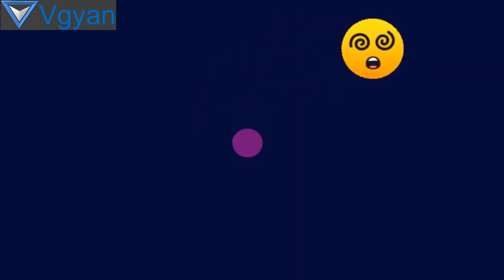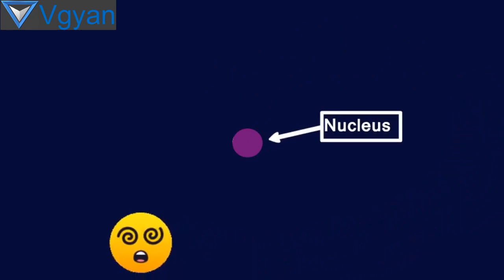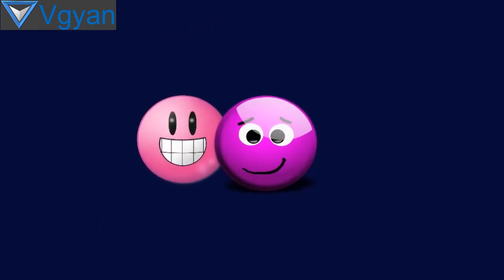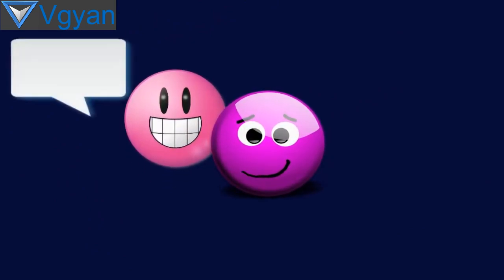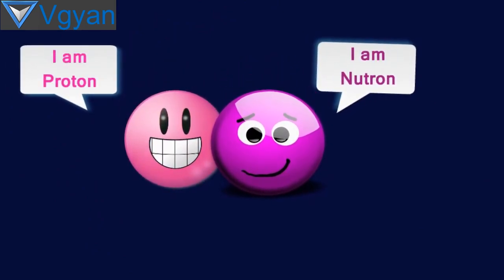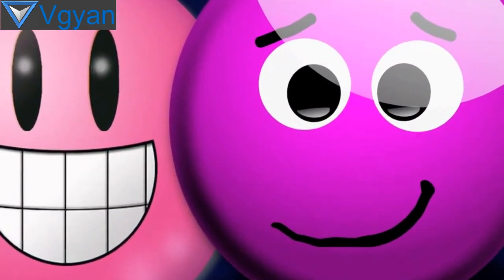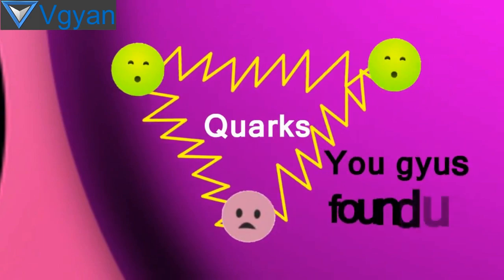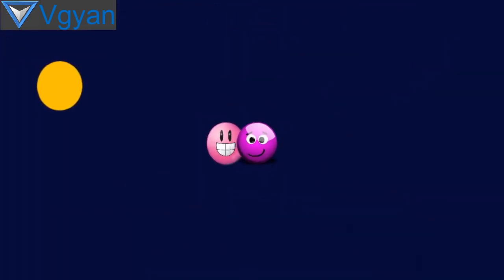An atom is made up of three fundamental particles. One is the electron, which revolves around the nucleus of the atom. The nucleus of the atom is made up of two different particles called proton and neutron, which are further composed of even smaller particles called quarks. But we don't need to go that deep now.